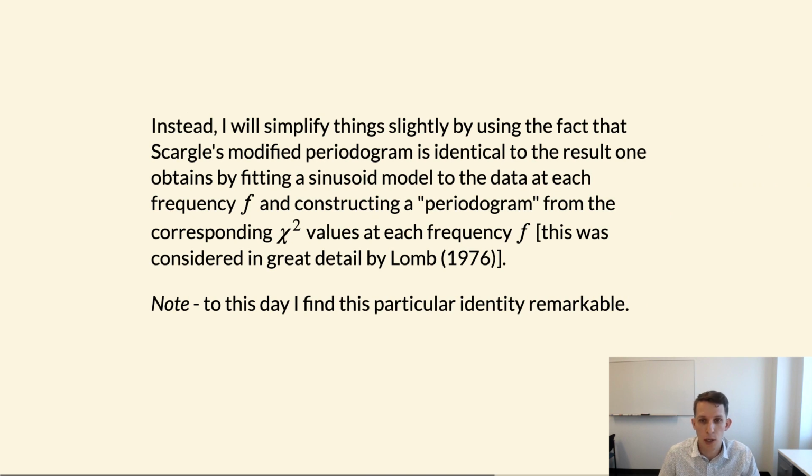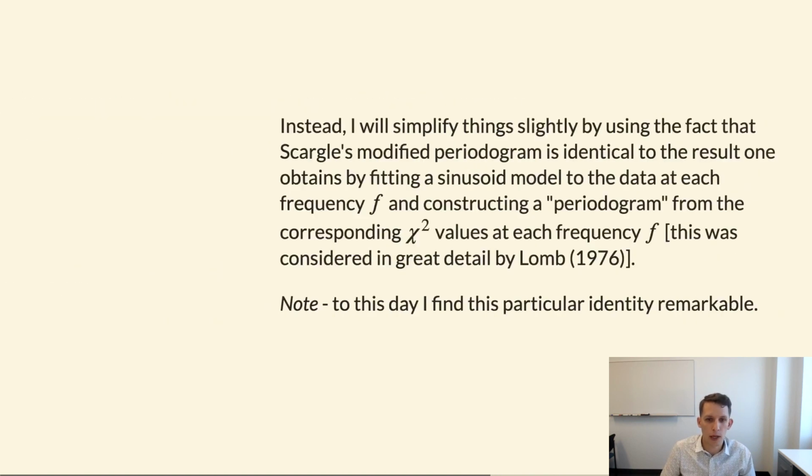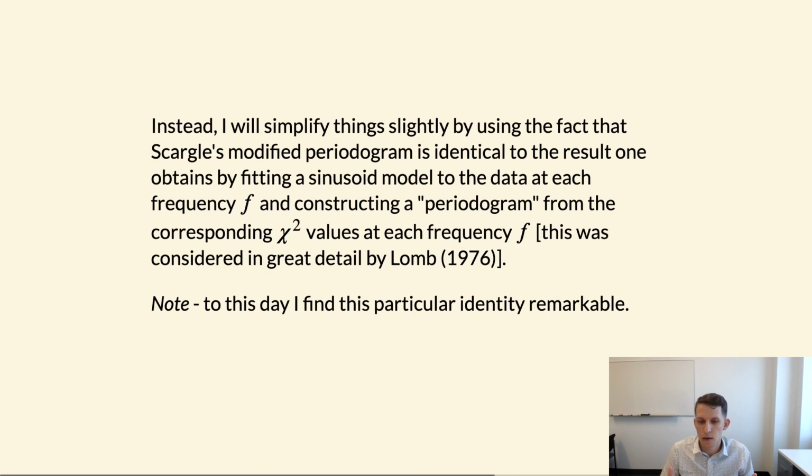I am going to, though, today just use the fact that Scargle's modified periodogram is actually identical to the result that one obtains by fitting a sinusoid model to the data at every frequency f and constructing a periodogram from the corresponding chi-squared values at each frequency f. So we have some gnarly, very difficult, complicated sum here, which will get us an estimator of the power spectrum. But we also have this relatively straightforward method.